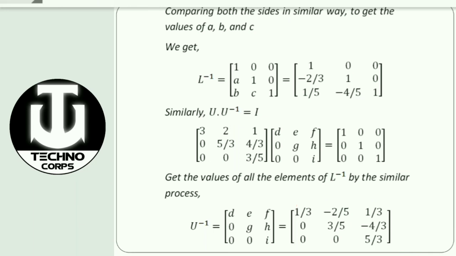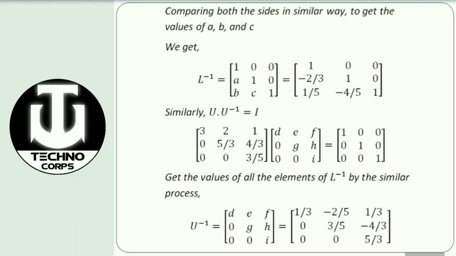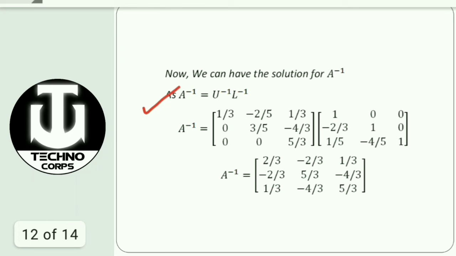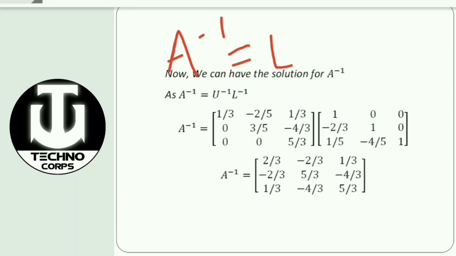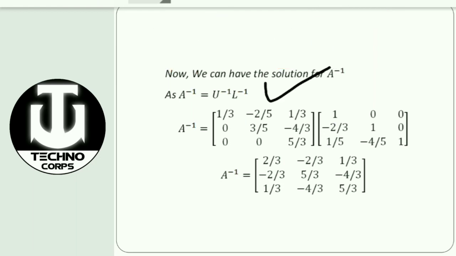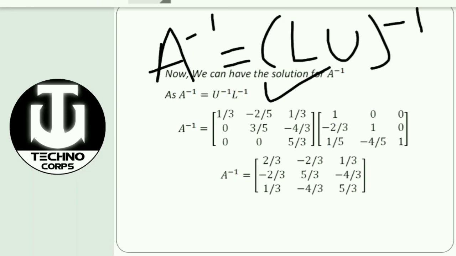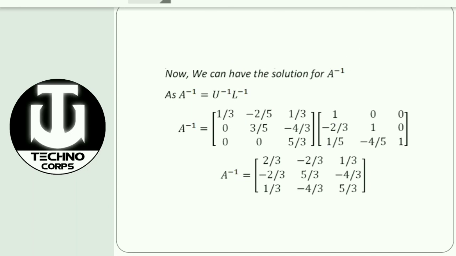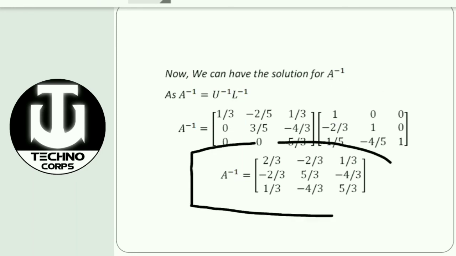So we have calculated the value of L inverse and the value of U inverse. Now what do we have to do next? Next we have to calculate the value of A inverse. A inverse is the product of U inverse into L inverse. Don't take A inverse equals L inverse into U inverse, this is wrong. Always take U inverse into L inverse, because A inverse is the inverse of the product of L into U. This is the matrix property. When you take the product of these two matrices, you will get your final answer, the A inverse.